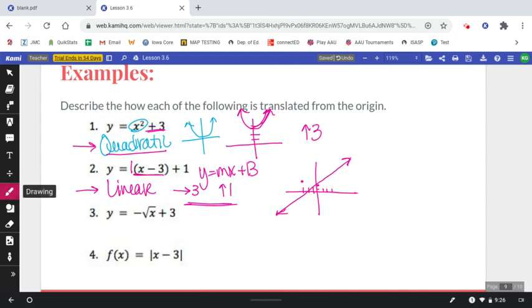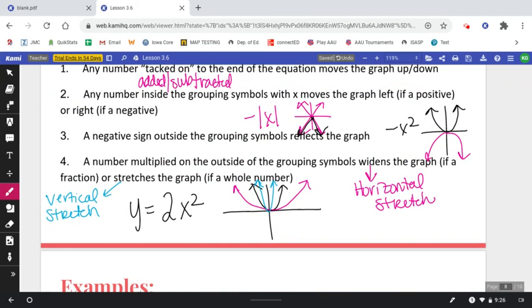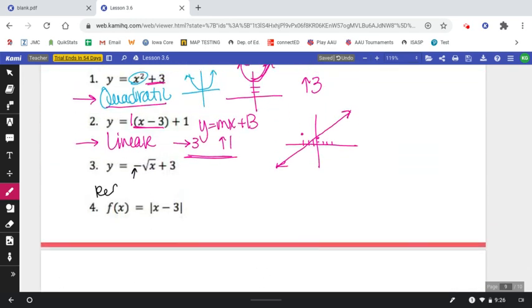On this next one, I have y equals negative square root of x plus 3. And so this one also has two movements. The first thing here is a negative that is outside of the grouping symbols, which is going to reflect the graph. So we're going to write reflect. And then I also have this plus 3 at the end, which is going to move my square root function up 3. So the original square root function looks like this. And this one is up 3 and reflected. So it's going to look like that. It's going to be flipped upside down and be up 3.